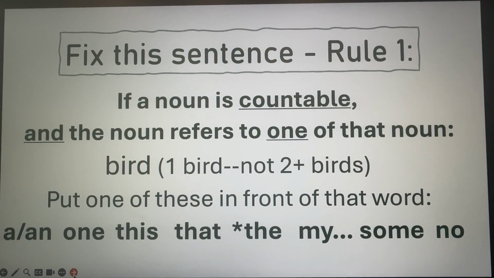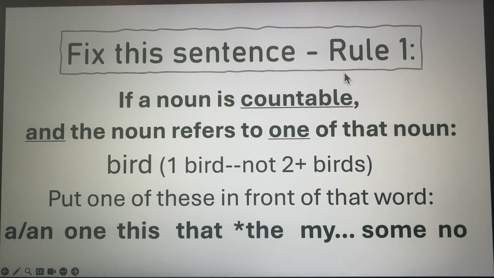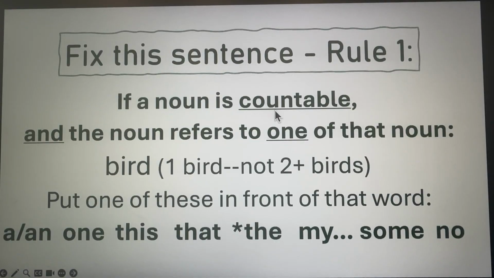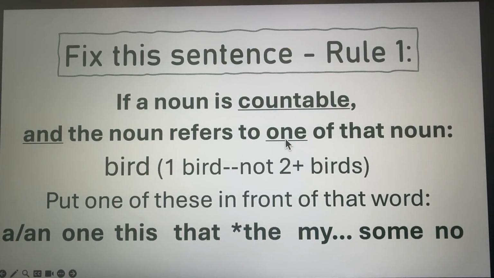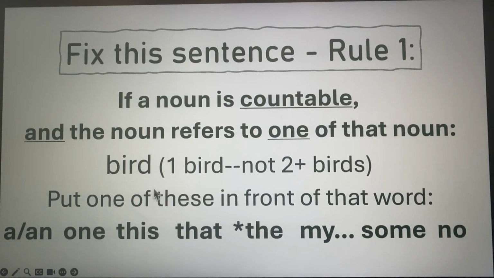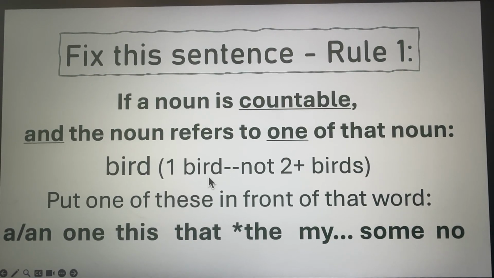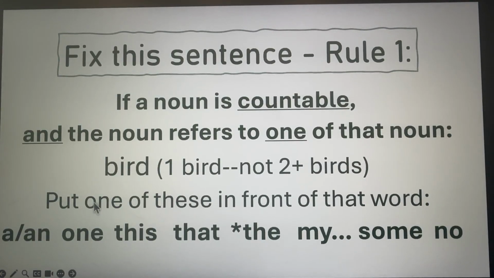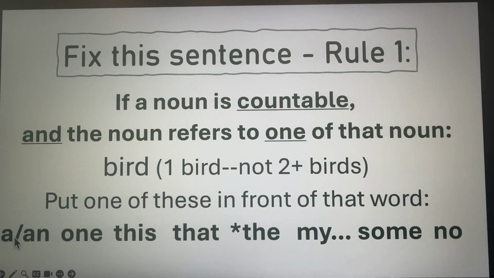So, as we begin, when we want to fix a sentence, we're going to use Rule 1: if a noun is countable, in other words, 1, 2, 3 of these, and the noun refers to just one of that noun, like the word bird. That means one bird. I'm not talking about two or more birds, just one bird. If that's the case, put one of these in front of that word, a or an.